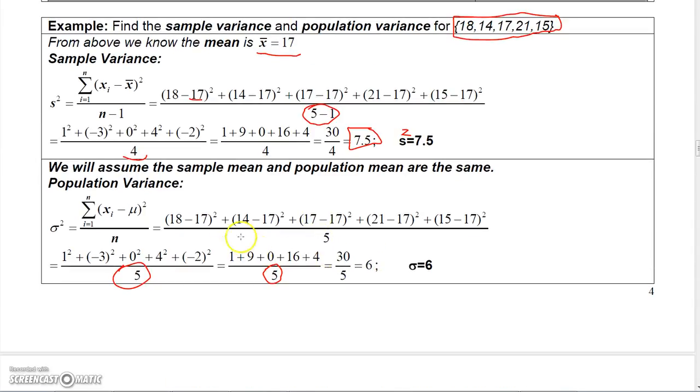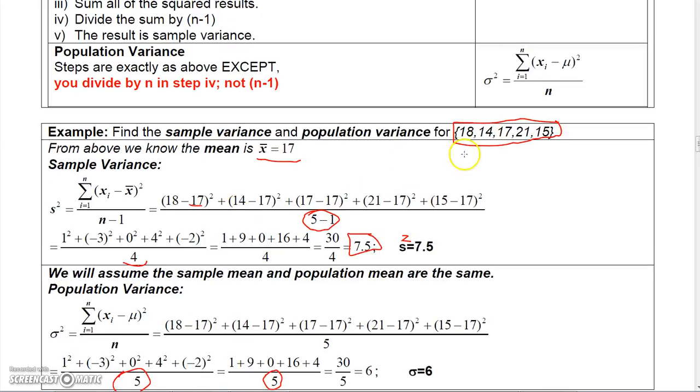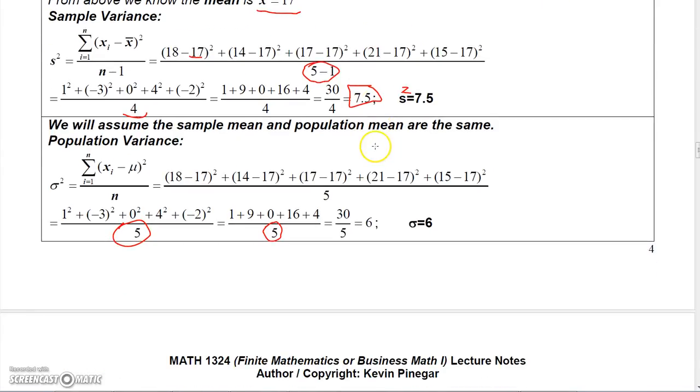Now, but this is a sample. So really, this would be like taking a sample from the population and calculating the sample variance. So what I did down here, it really wouldn't make much sense unless I took every value from the population and did this process with every value from the entire population.